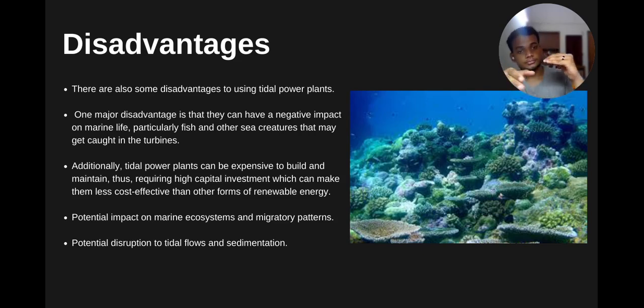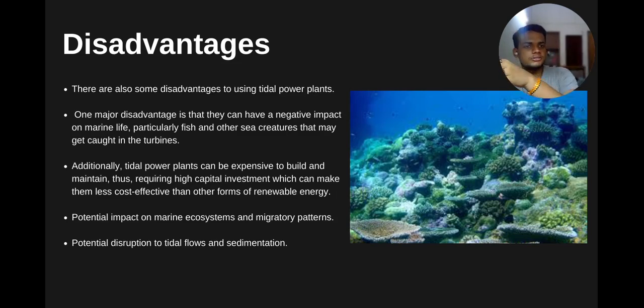However, its establishment, that is its initial capital investment, and what we spend periodically for its maintenance, is a bit high, and not so cost effective compared to other forms of renewable energy such as solar power plants, where the installation and maintenance are quite cheap. Then there is the potential impact on the marine ecosystem, as we discussed earlier, and the migratory patterns.